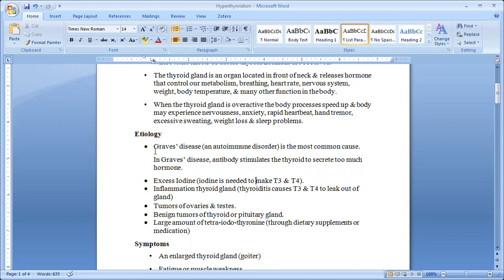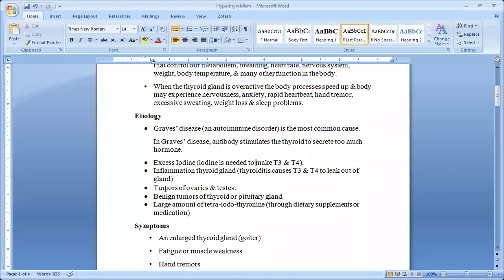Now see, again the causes are there. Inflammation of the thyroid gland. If the inflammation of the thyroid gland is there, then it also causes hyperthyroidism. Thyroiditis causes T3 and T4 hormones to leak out of the gland, due to inflammation of the thyroid gland.